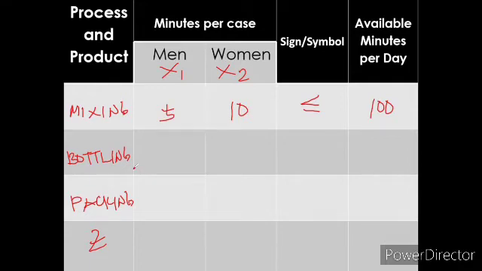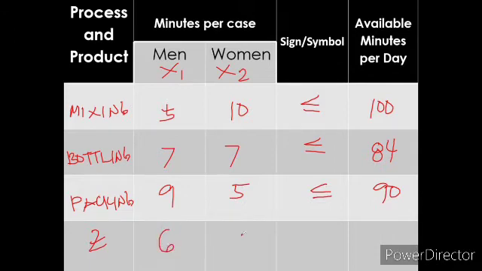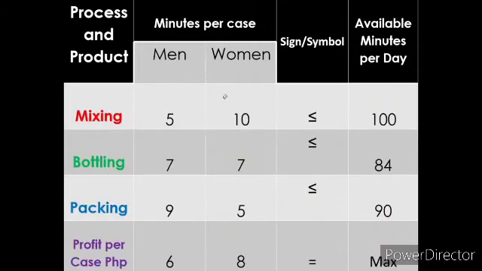Okay, pagdating naman sa bottling, meron tayong 7 minutes for men's shampoo and 7 minutes for women's shampoo, and a total of 84 minutes. Syempre, with a total, so less than or equal yung ating symbol or yung sign natin. And last natin is 9 minutes for men's shampoo and 5 minutes for women's shampoo, with a total of 90 minutes. Okay? And yung ating profit is 6 pesos and 8 pesos for men's shampoo, equal to max. Okay, so kukunin na natin yung exact value kung magkano yung ating profit. Okay, after natin lagay sa table, okay, yung ating mga values ng bawat constraints, is proceed na tayo.